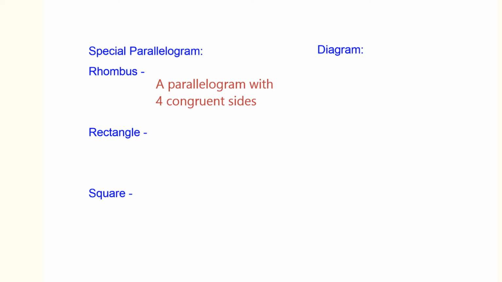Okay, so the diagram that we typically see for the rhombus, let's see if I've got it over here. Nope. The diagram for the rhombus typically is going to look like this. And it's going to have those four congruent sides. So congruent means what again? Yes, that's right. All of the sides have the same length.